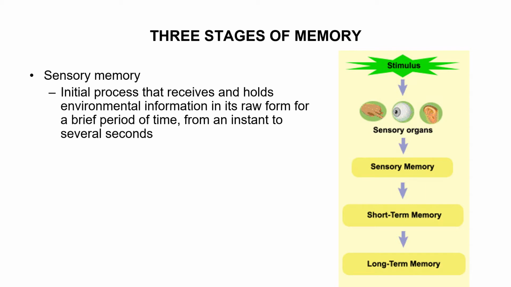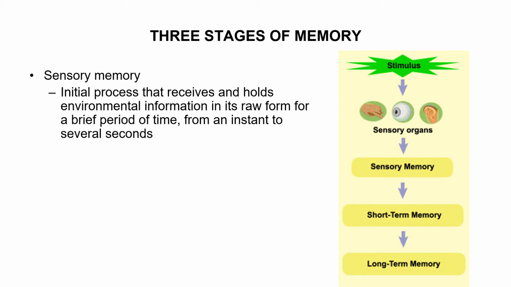There are three main types of memory. So we're going to look at stages here. So the first is sensory memory. This is the initial process. This is what receives the information from the environment. This is our senses. So we talked about the senses last week.